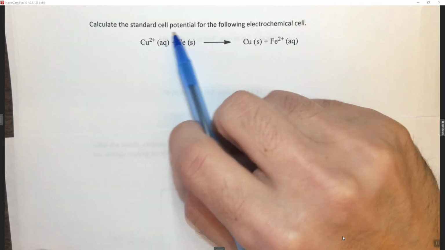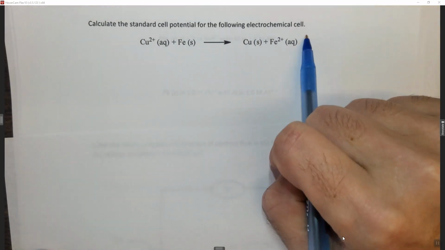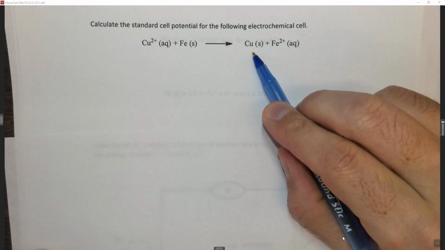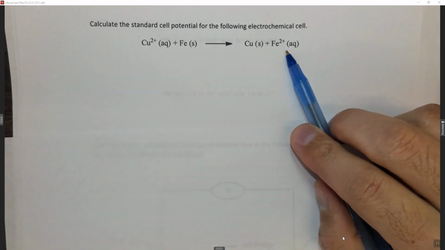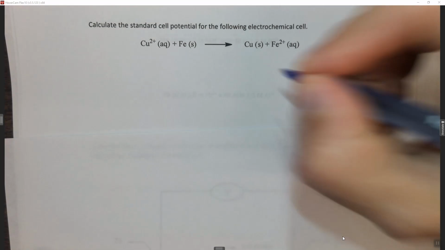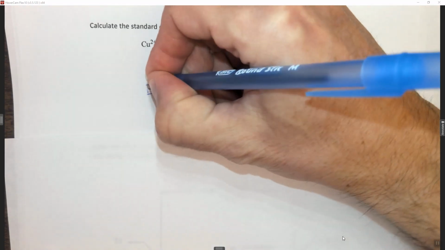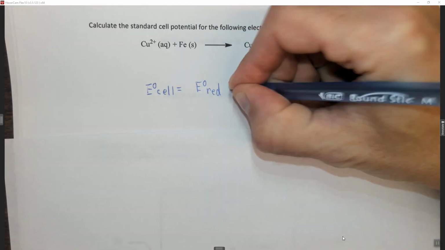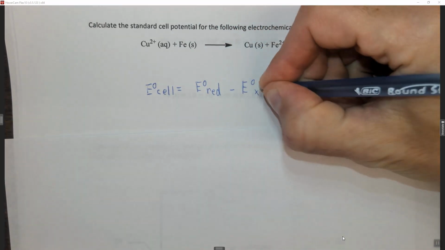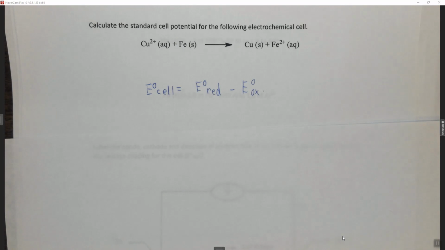So this question says, calculate the standard cell potential for the following electrochemical cell. So we have Cu2+ forming Cu, and we have Fe forming Fe2+. So in order to find E cell, we're going to have to use the table. But the standard E cell is equal to the reduction minus the oxidation. So we need to figure out what's being reduced and what's being oxidized in order to answer this question.